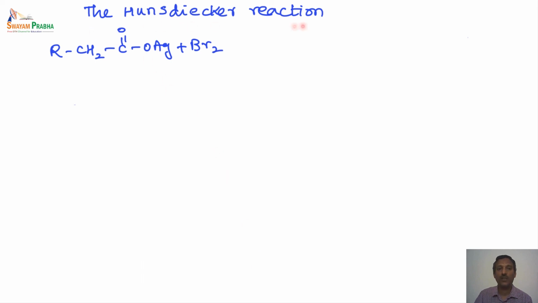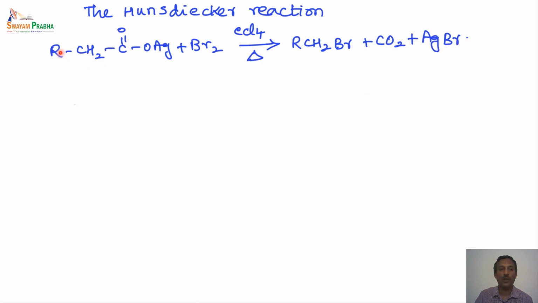The next one is the Hunsdiecker reaction. In this particular case, the silver salt of a carboxylic acid is treated with bromine to give an alkyl halide with the loss of carbon dioxide, and silver bromide is formed as a precipitate. So here, if we have n number of carbon atoms, here we will have n minus 1 number of carbon atoms. So one carbon is lost from the starting carboxylic acid.